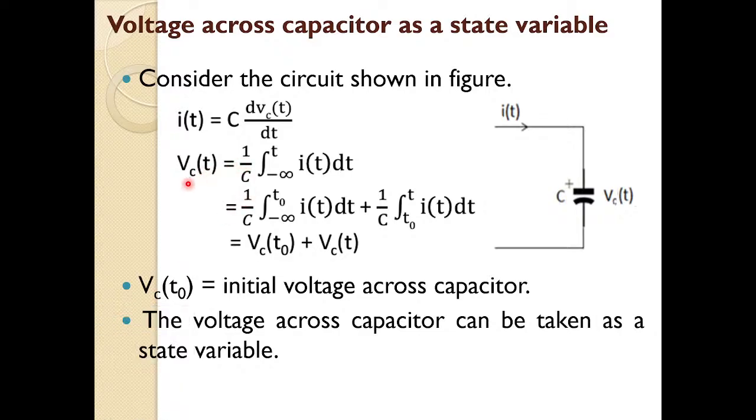Okay, so what is our Vc of t now? 1 by C integral from minus infinity to t naught of i of t dt plus 1 by C integral from t naught to t of i of t dt. Now this whole part is voltage across the capacitor, and this is also voltage across the capacitor. So this voltage you can denote by Vc of t naught and this voltage by Vc of t. Here Vc of t naught is the initial voltage across the capacitor, and this Vc of t is the state variable across the capacitor.